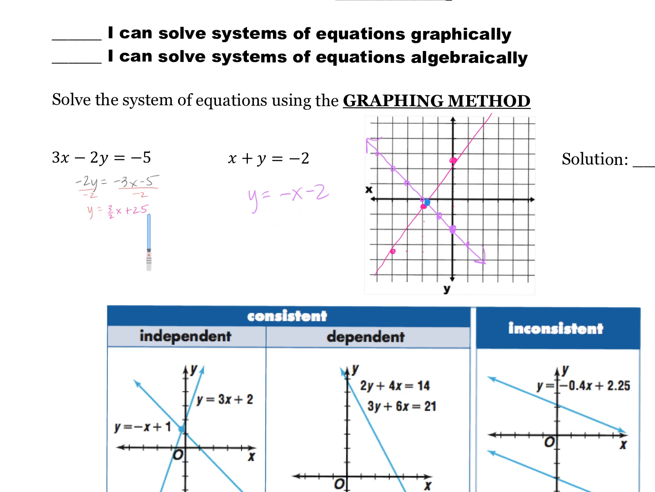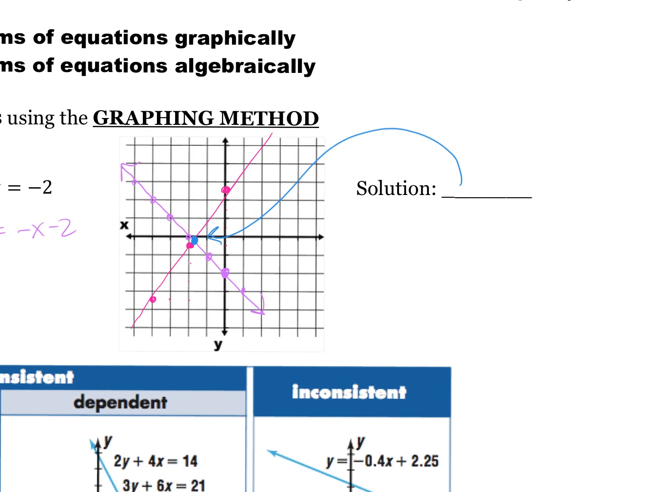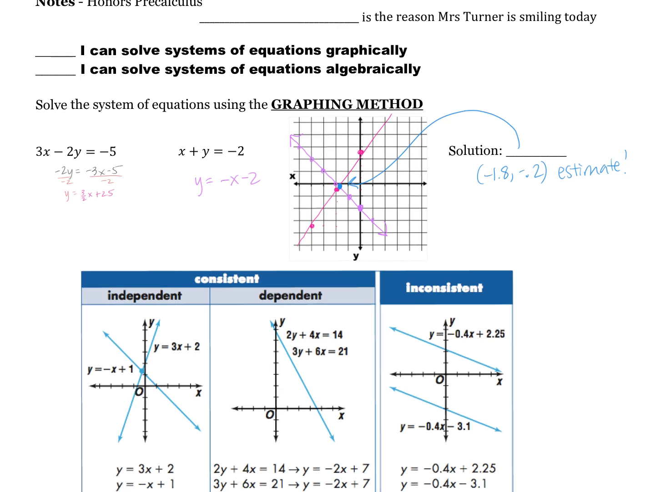I could find the exact answer by doing substitution or elimination, but why don't we just draw an arrow? Do we have an estimate? -1.8 is your estimate, and then what about the y? -0.2. I'm down with that, and I'm going to write estimate because I just want you to know the solution is just where they intersect. So again, graphing method's not very accurate unless it comes out perfectly.